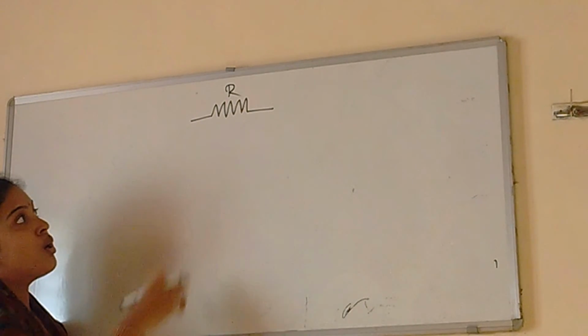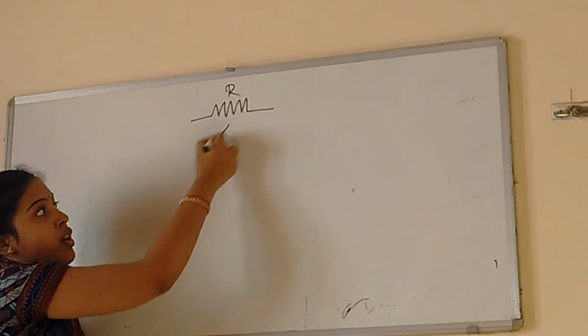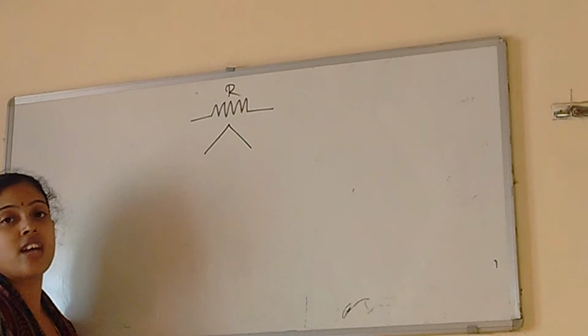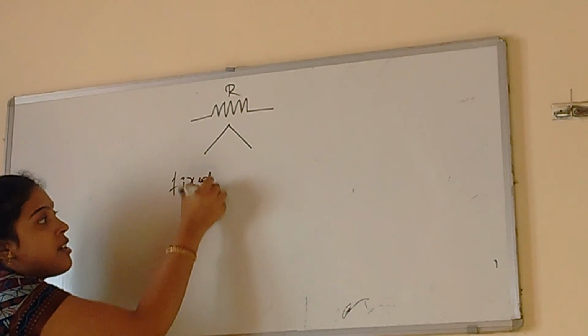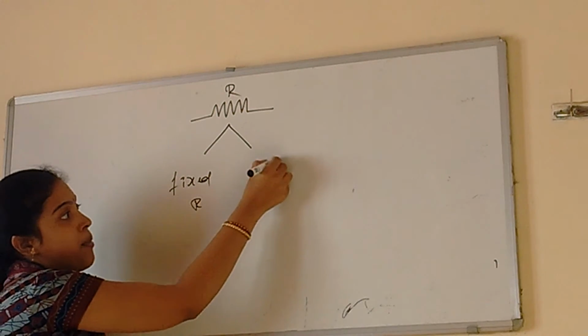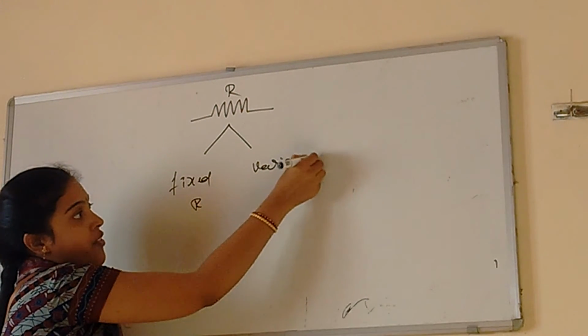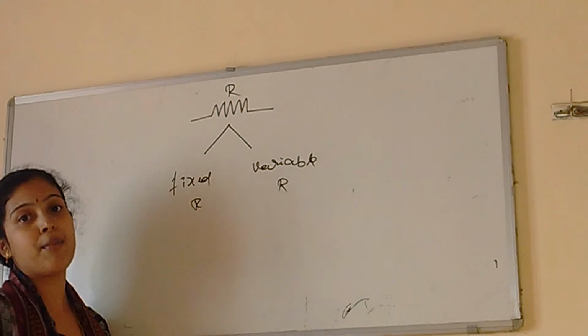Now how are we going to represent a resistor in an electronic circuit? The pictorial representation of a resistor is like this. So this is R, right? This is a pictorial representation of a resistor. Resistors are classified into two types: fixed resistor and variable resistor.